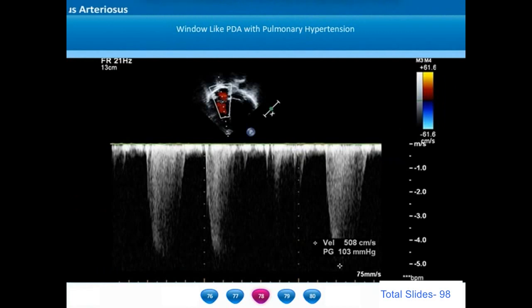On interrogation of the tricuspid regurgitation jet, we can get a rough idea about the right ventricular systolic pressure. Here it is 103 millimeters of mercury added to the right atrial pressure. And we notice that there is severe pulmonary arterial hypertension. The window-like ducts lead to early onset of severe pulmonary hypertension and marked elevation of the pulmonary vascular resistance. They are difficult to image on echocardiography and so are most likely to be missed. Many of these patients may be followed for years as idiopathic pulmonary arterial hypertension.